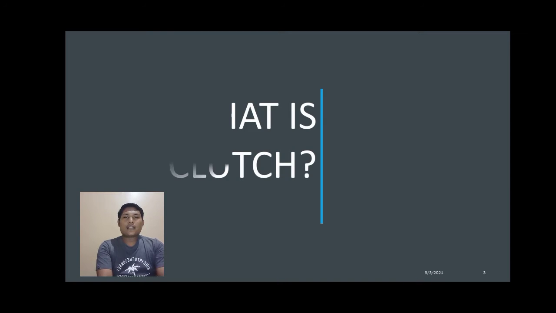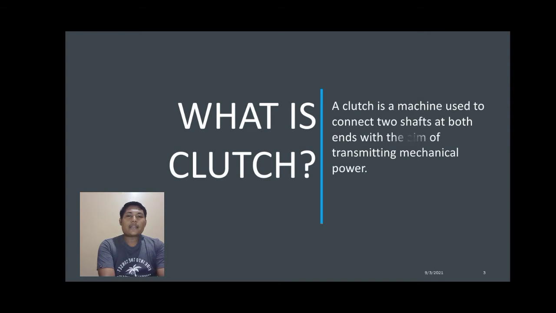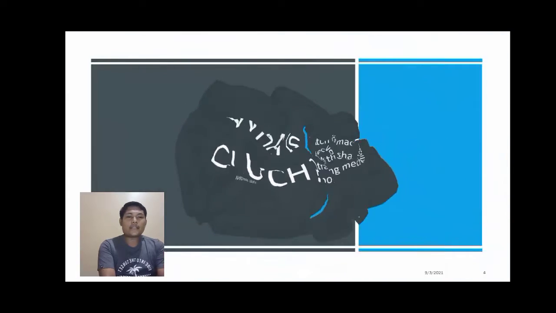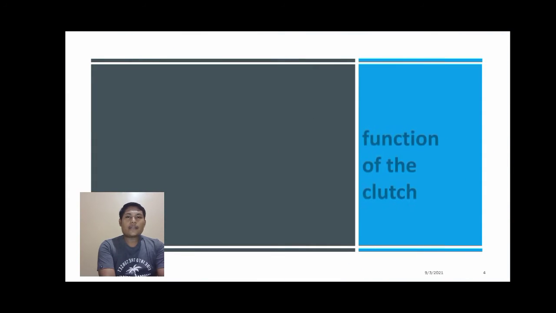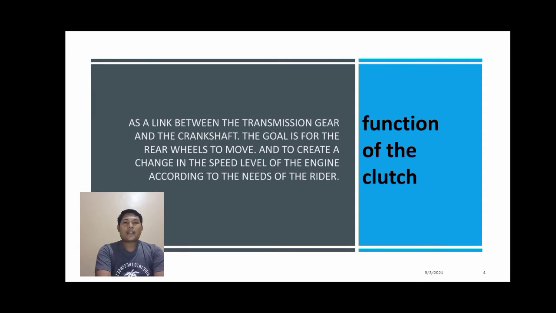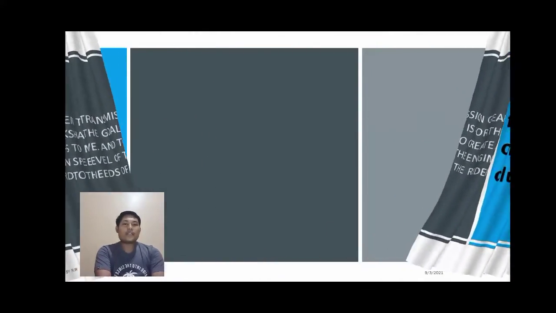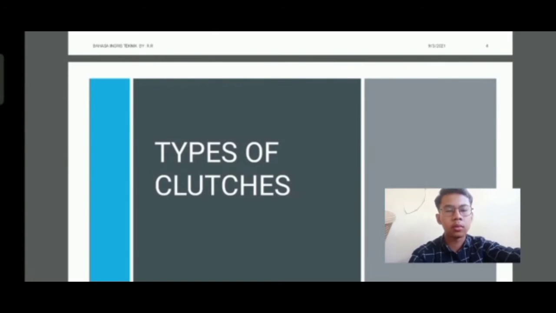What is a clutch? A clutch is used to connect the shaft with the aim of transmitting mechanical power. The function of the clutch is as a link between the transmission gear and the crankshaft. The goal is for the rear wheel to move and to create a change in speed level of the engine according to the need.